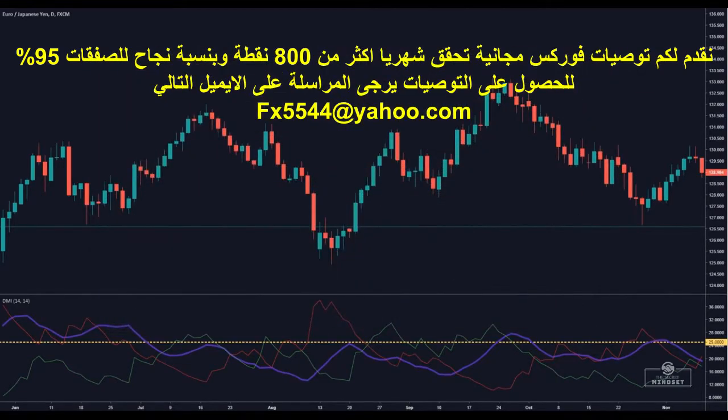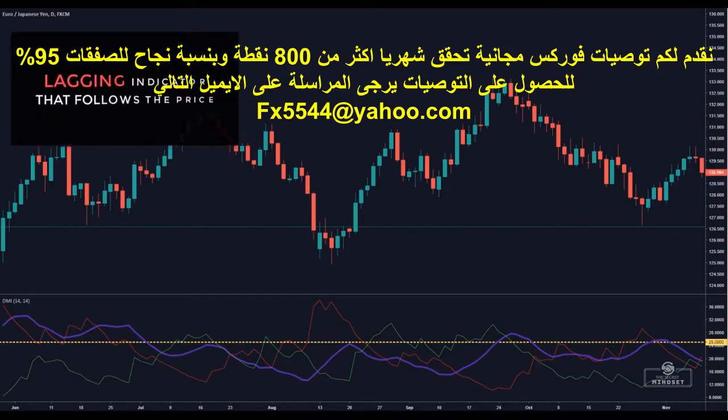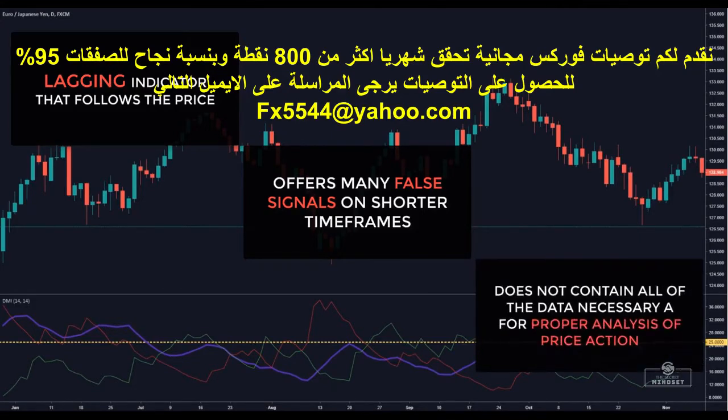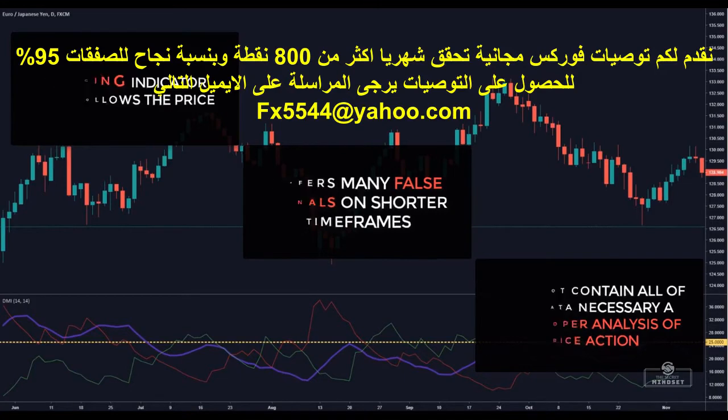But the ADX has its own limitations. The most important disadvantage is the fact that the ADX is a lagging indicator that follows the price. So we must be very careful when we apply this indicator because we might miss the inception of the trend and join it when it's nearly over. Also, it offers many false signals when used on shorter time frames. It's advisable to trade it on higher time frames. Also, the ADX doesn't contain all the data necessary for a proper analysis of the price action, so it must be used in combination with other tools or indicators.